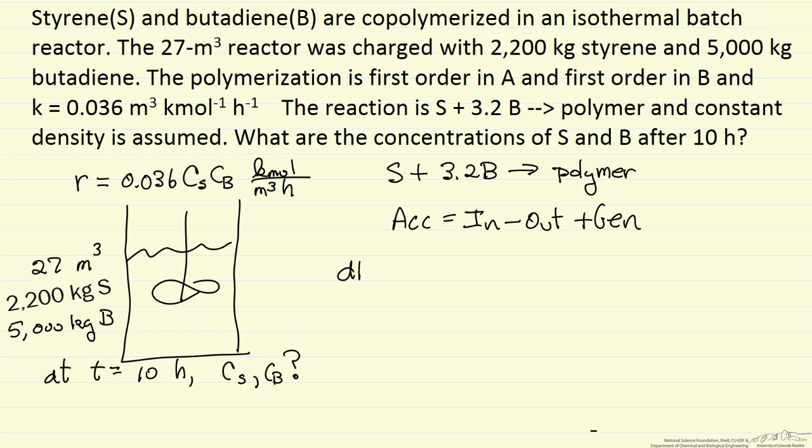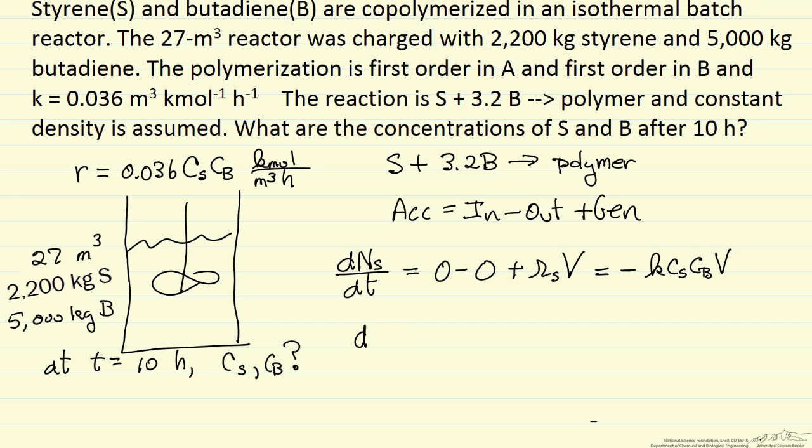The change in the number of moles of styrene with respect to time, so N sub S is the total number of moles in the reactor. Well, the first term is 0, the second term is 0, and the third we'll write is the rate of styrene times the volume. And from our rate expression, the stoichiometric coefficient for styrene is -1, so we have a rate constant, which is the 0.036, concentration of styrene, concentration of butadiene, times the reactor volume.